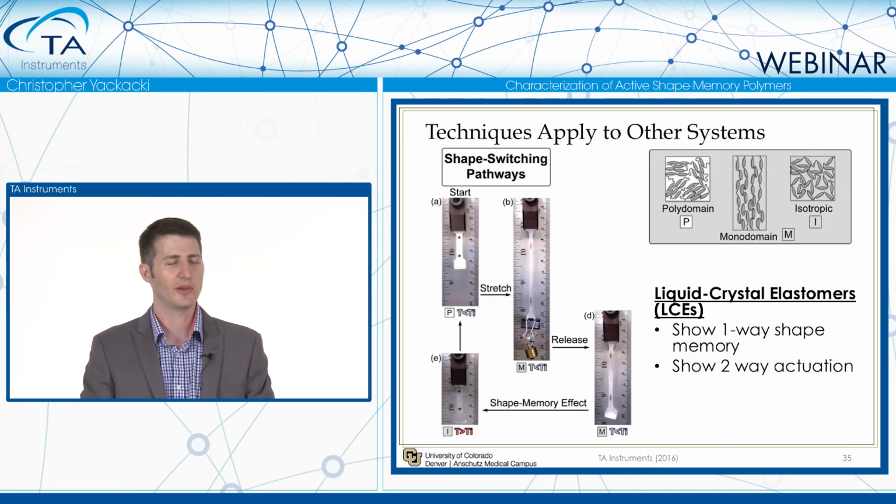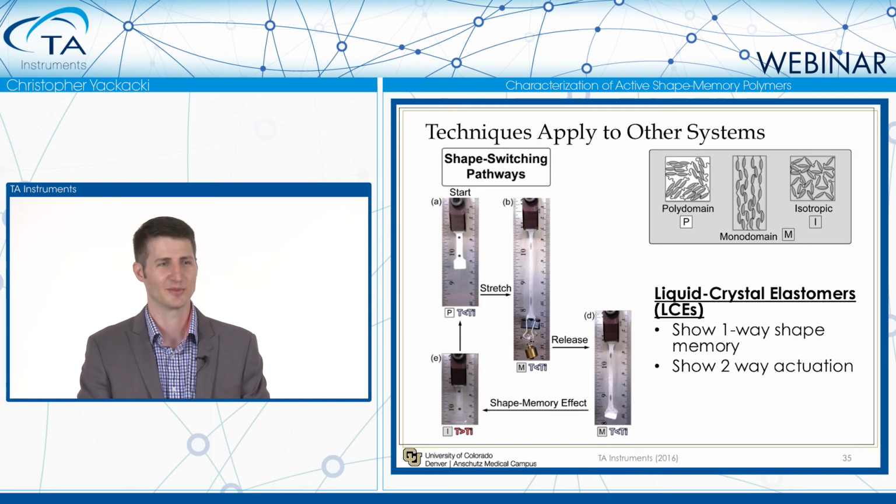We can also apply a lot of these techniques to other polymer systems, and these are some materials that I've been focusing on in the last couple of years. This is liquid crystalline elastomers. And with these liquid crystal polymers, we can still experience shape memory.